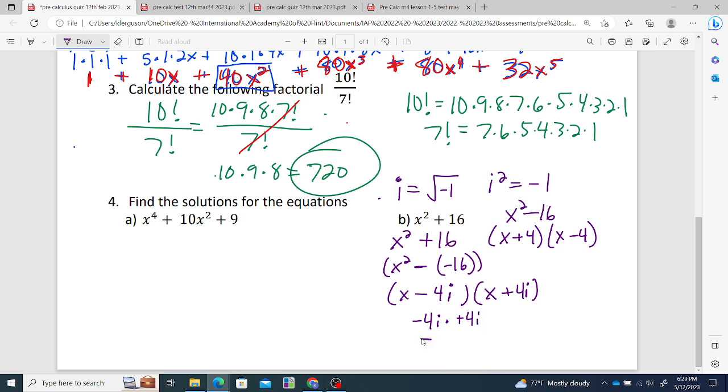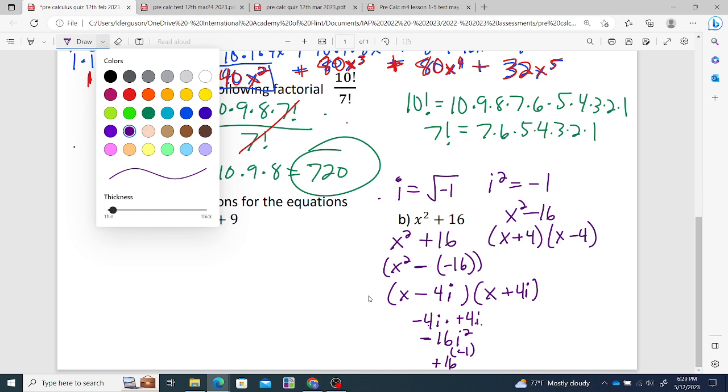Well, the negative is going to make it negative. I've got 4 times 4, so that's 16. And then I've got i times i, that's i squared. Well, what did i squared equal? It equals negative 1. So then that's going to be plus 16. So that's how I find this. That is my answer right here.